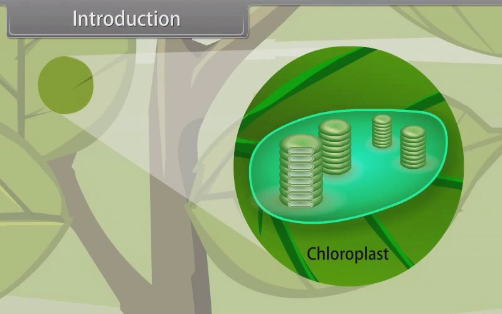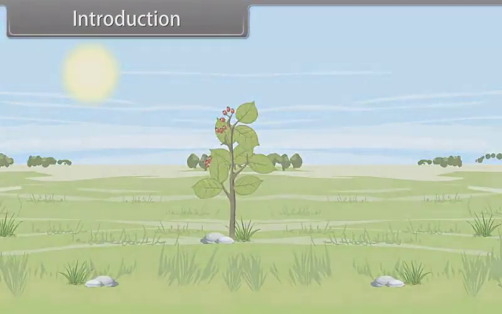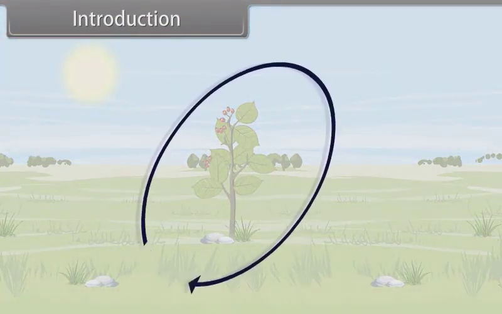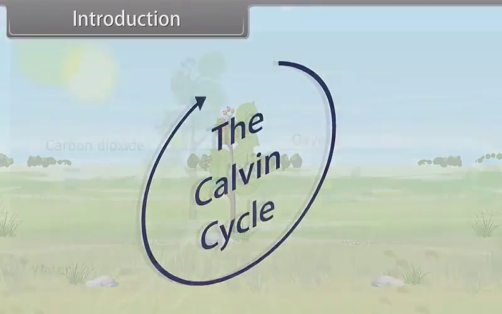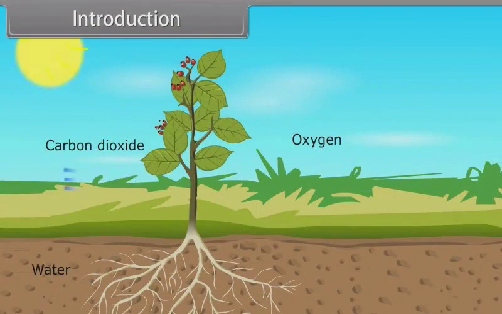There are two cycles through which photosynthesis takes place. They are the Calvin cycle and the C4 cycle. The rate of photosynthesis is affected by the availability of light, carbon dioxide concentration, etc. So, throughout this module, we will learn photosynthesis in higher plants.